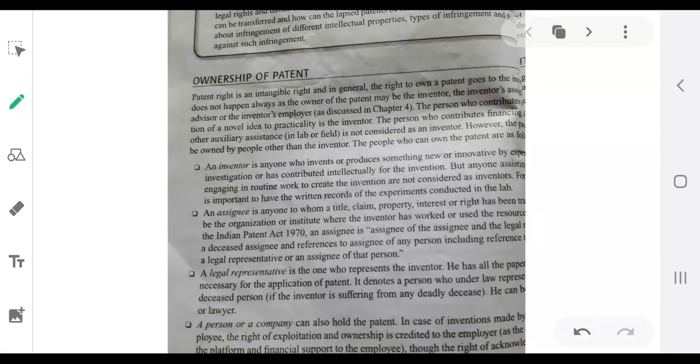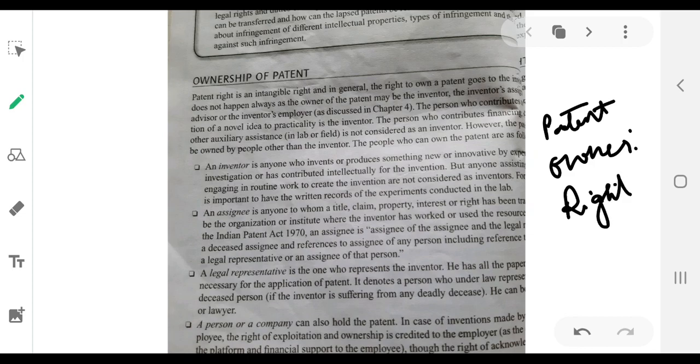Welcome back, learners. So today in this short video we will be discussing the very last part of your syllabus, that is your ownership of patent. So basically we are discussing in this chapter the patent owner and their rights and duties. So once you own a patent, what is your right and duty? That is also very important.